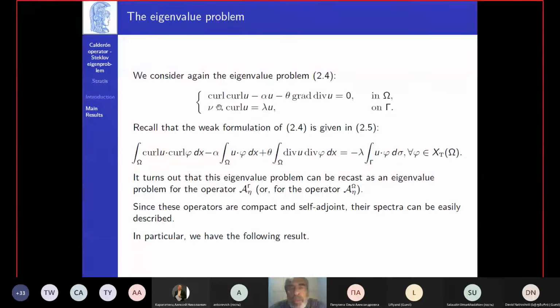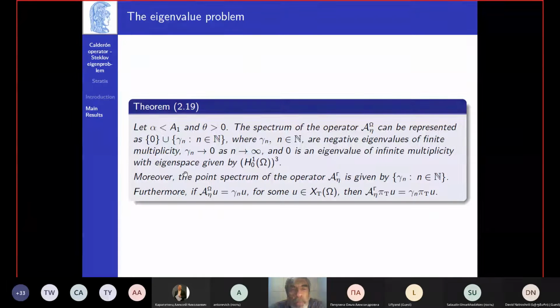So we return to this problem, 2.4, I'm repeating it here. This is the weak formulation. And so we can restate, let's say, this problem as an eigenvalue problem for the operator A gamma eta. And we have the following result.